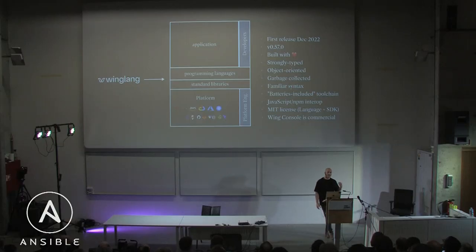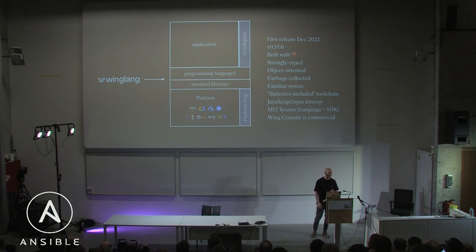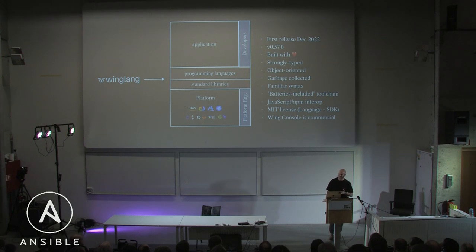It interoperates with NPM and JavaScript. It compiles to JavaScript, and the runtime is JavaScript. We chose JavaScript because it's the biggest ecosystem on the planet, and it's also very popular in cloud development. The license is MIT. Adam was asking which parts are open source and which are not. The language and the SDK are MIT licensed and open source, and the Wing console, which is the development tool you'll see, has a commercial license.